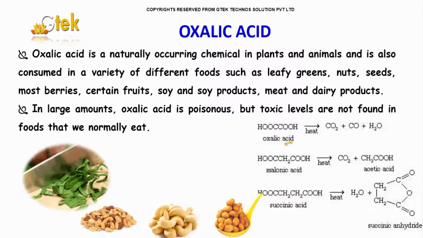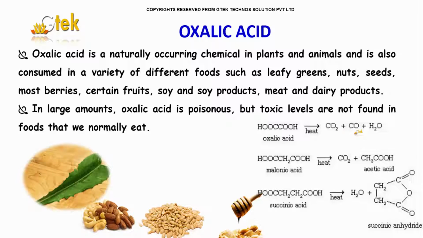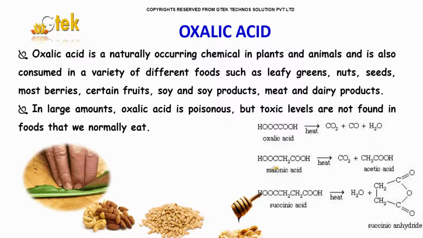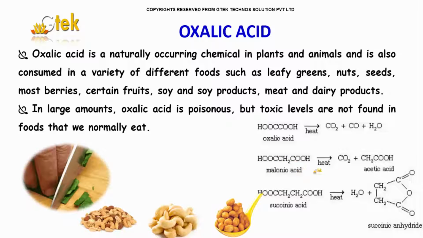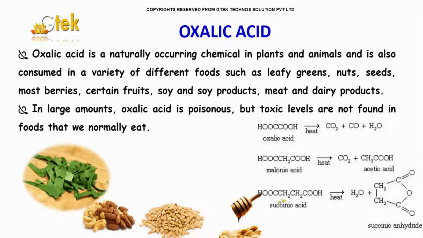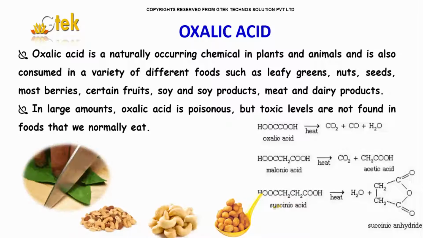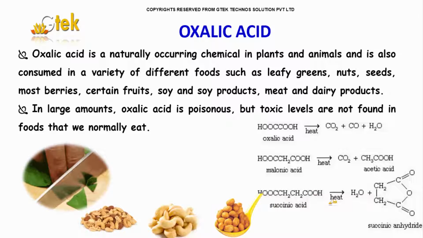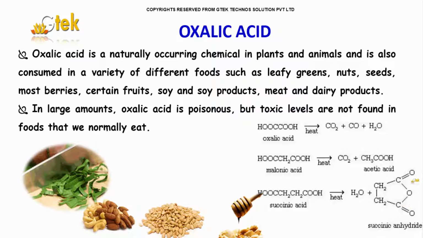You are able to see oxalic acid while heating. It's converted into carbon dioxide, carbon monoxide and water. Over here, it's having 3 carbon. That's malonic acid. On heating, it gives acetic acid and carbon dioxide. Whereas this one is succinic: 1, 2, 3, 4, 4 carbon is succinic acid. On heating, it provides water and succinic anhydride.